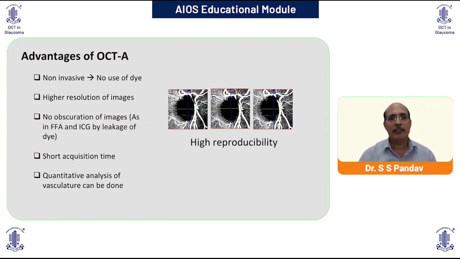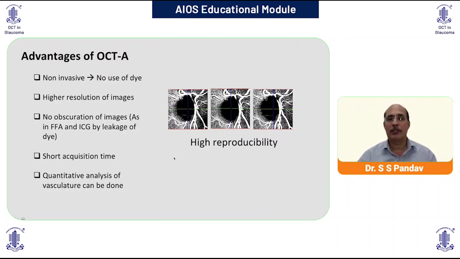You can see the vascular bed clearly in the early phases of FFA, for instance, but once the dye starts leaking, it obscures the vascular pattern. Acquisition time is quite short in OCTA, and both quantitative as well as qualitative analysis of the vascular bed are possible. It can also give you the vascular bed in different layers of the retina, so that is a big advantage over conventional vascular imaging.